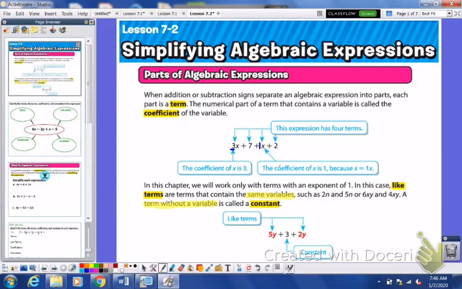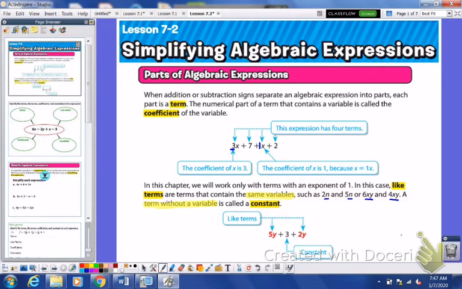Then in this chapter, we will only work with terms with an exponent of 1. In this case, our like terms are terms that contain the same variable, such as 2n and 5n, or 6xy and 4xy, because, again, they have that same variable, so n and n, xy and xy. They have to have the same exact variables. They do not have to have the same coefficient.